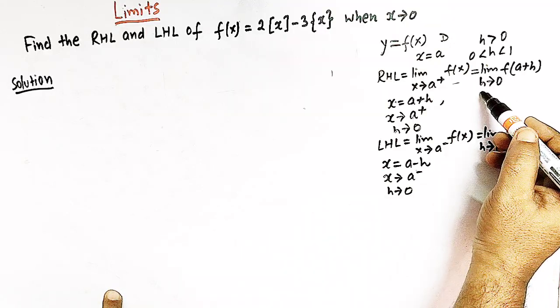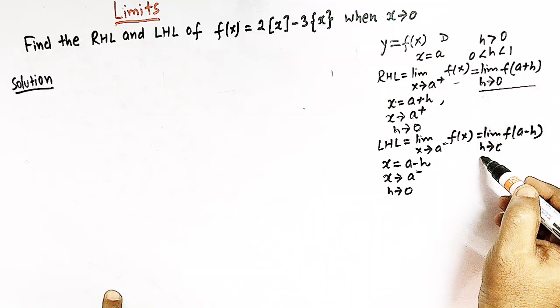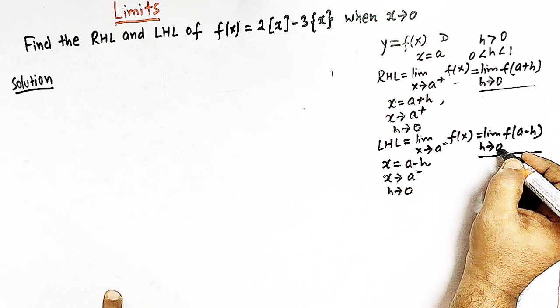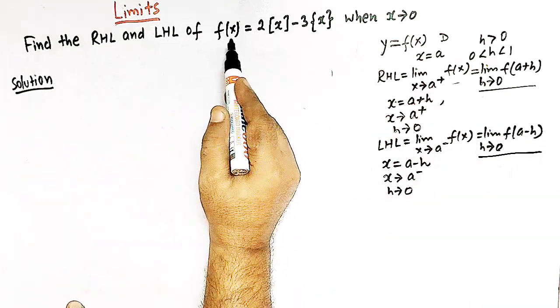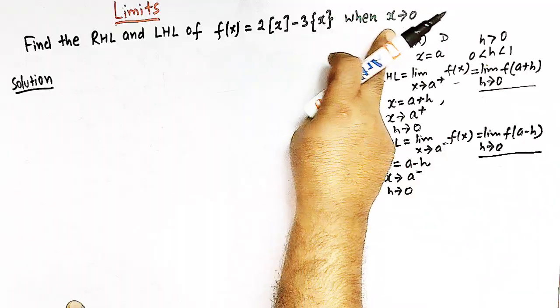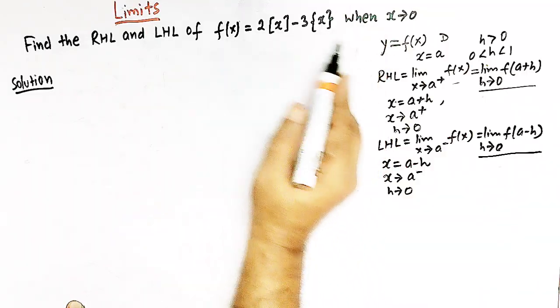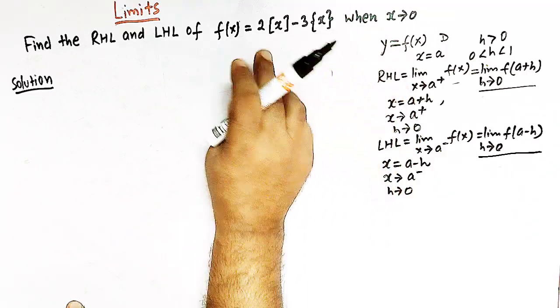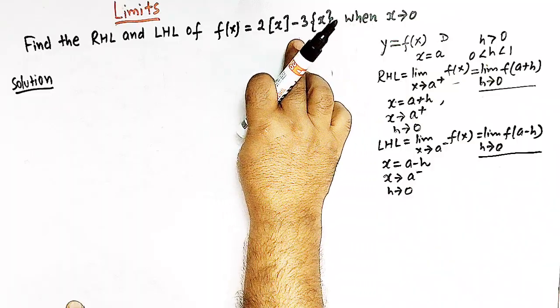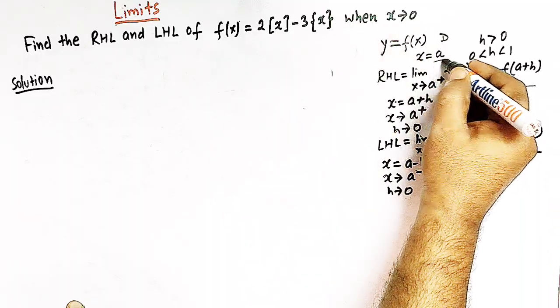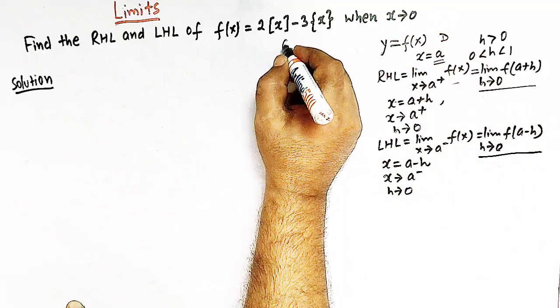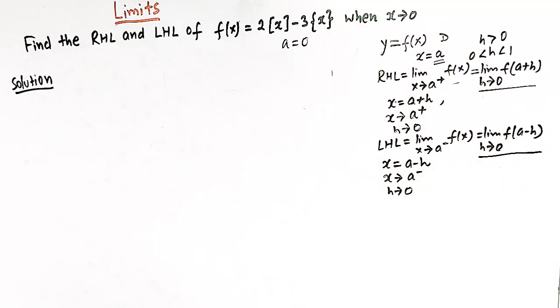Here we are going to make use of these two results to get the right hand limit and the left hand limit of this function when x approaches 0. Our function y is equal to f of x is given by this expression, and here x tends to 0. So the value of a is equal to 0.